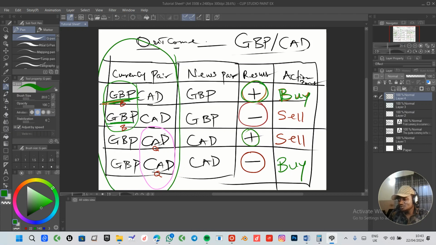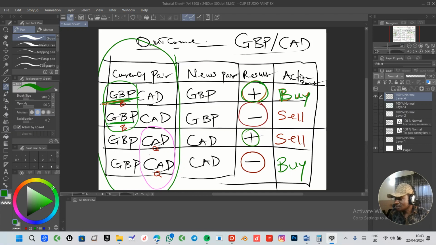Alright, so if you are trading the quote currency and you discover that it's strong, what are you supposed to do? Because it's the quote currency and it's now strong, and what you have is GBP. What are you supposed to do, guys? You are supposed to sell it. Then likewise, if you are trading this quote currency and you discover that the outcome of the news is weak, what should you do?